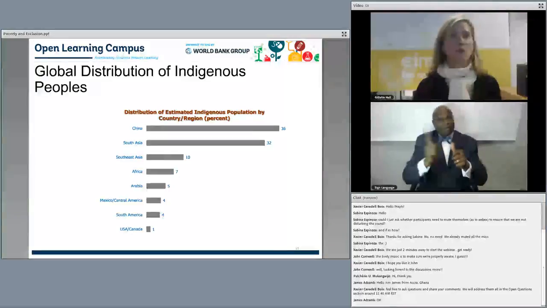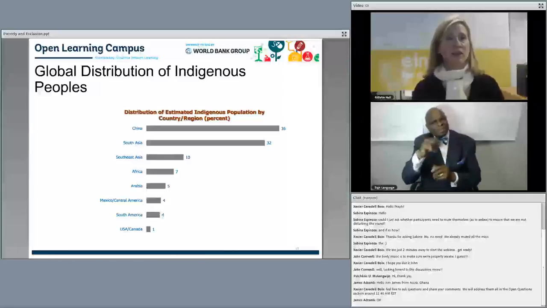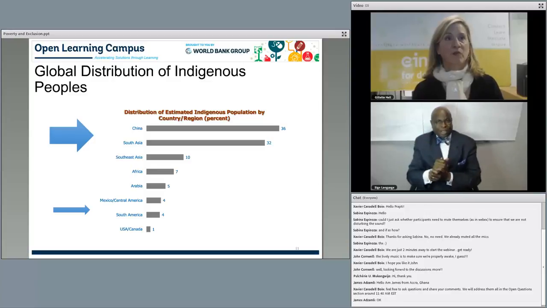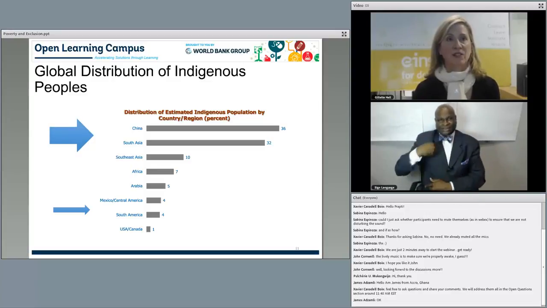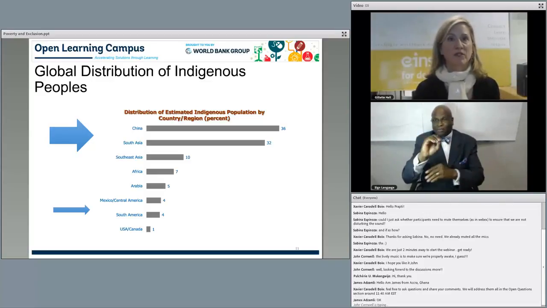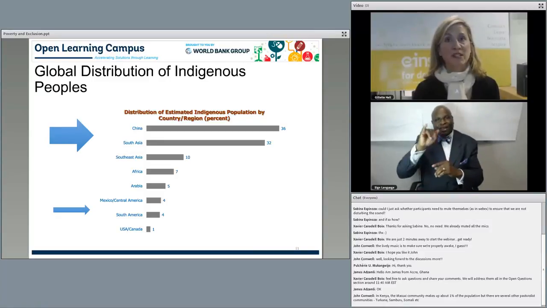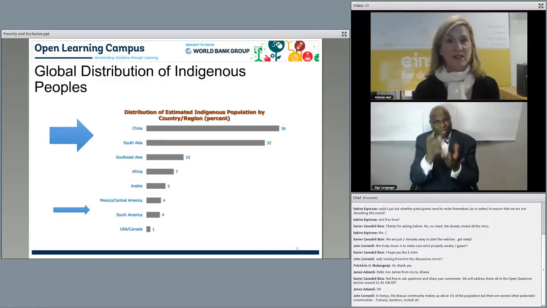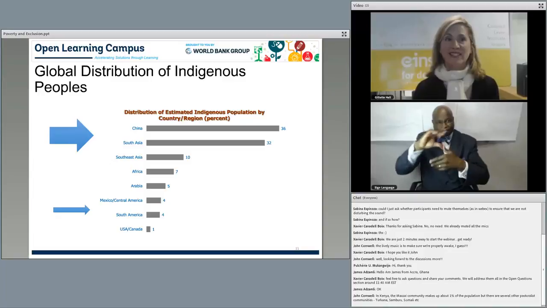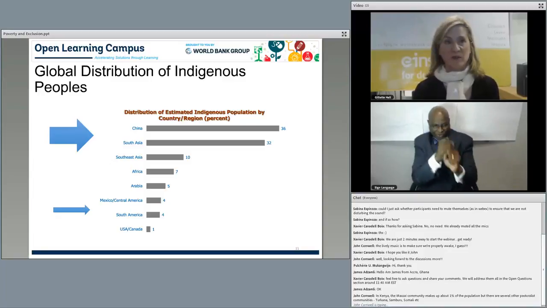So first of all, where are indigenous peoples concentrated? It might come as a surprise that of the total indigenous population, only about 8% reside in Latin America. A far greater proportion reside in China and South Asia. And if you add Southeast Asia to that, we are up to over 70% of the indigenous population. What's interesting here, and I fell into this trap as well, our first study being concentrated on Latin America, is that Latin America tends to get a lot of the interest, a lot of the research, but most indigenous peoples are not located there.